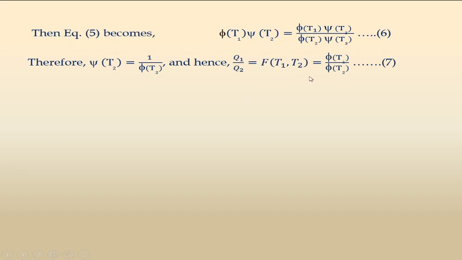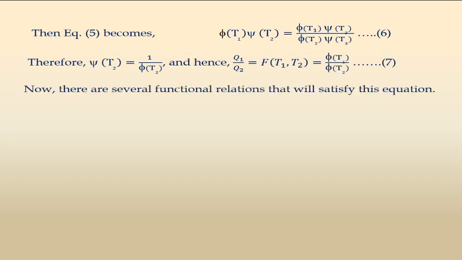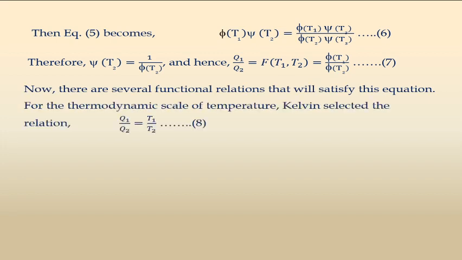So you can write the equation like this: Q1 by Q2, the ratio of the heat values, that we wrote earlier as a function f of T1 and T2, could be written as phi of T1 divided by phi of T2. So the first temperature goes to the numerator, the second temperature goes to the denominator. In the same fashion, you can rewrite the other terms also, and then you can simplify and show that this function phi of T1 and phi of T2 can be represented as absolute values in the thermodynamic scale of temperature.